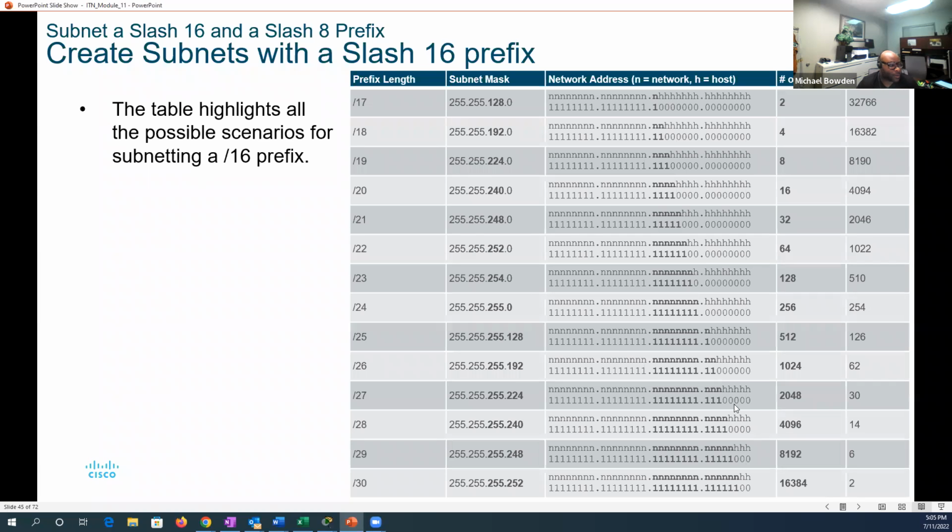Yes, correct, Tom. Calculating your networks is left to right. Calculating your hosts is right to left.